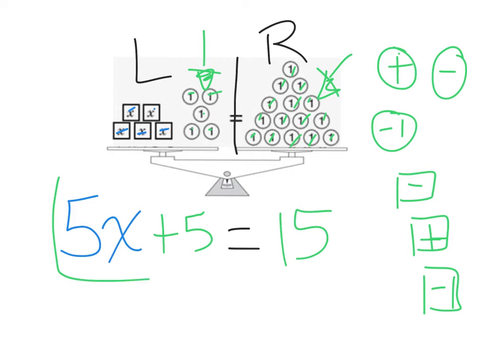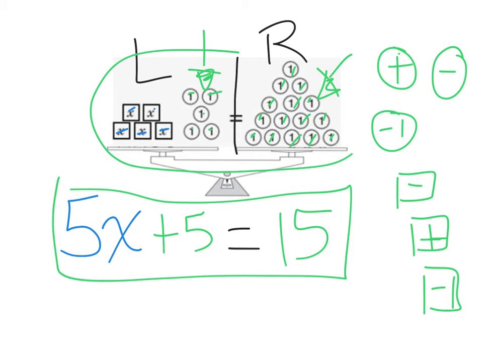And so now I have my equation. 5 times some number, x, plus 5 is going to give me 15. Okay, so you probably can figure that out by looking at it. But again, we're not solving today. I'm not asking you to tell me what the value of x is. I'm asking you, if I give you this picture, can you create this?